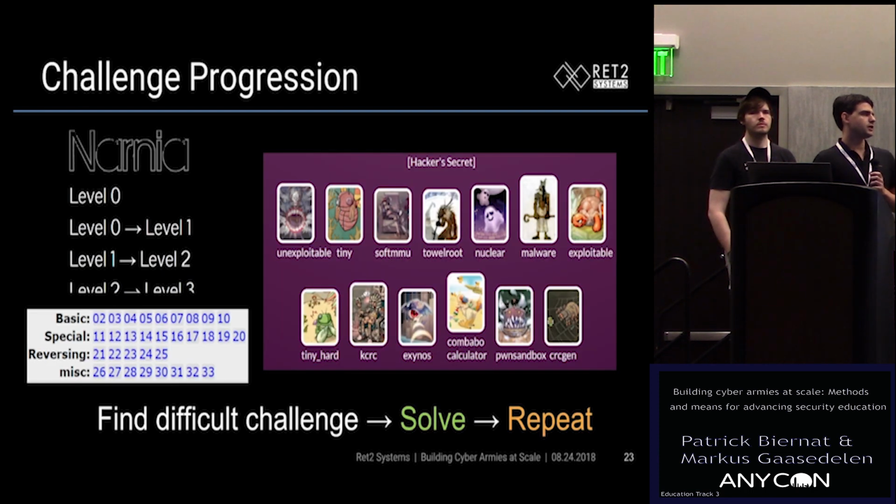They look kind of like this. They're usually structured around levels. You would start at level 0, solve that, get on to level 1, solve that, go to level 2, and so on. Basically the progression is like we have below. You would find a challenge that's difficult for your level of expertise, solve it, and repeat that over and over again until you become an expert hacker.